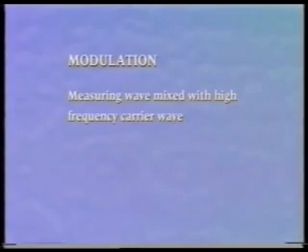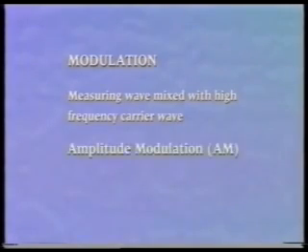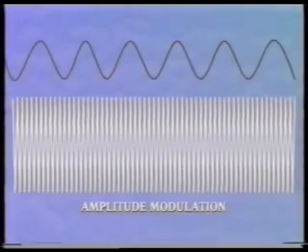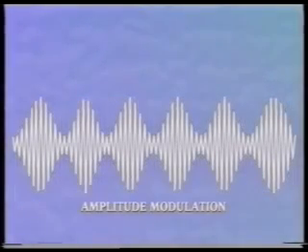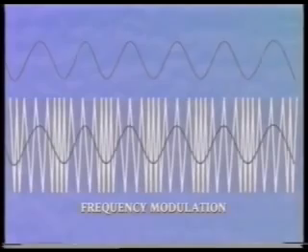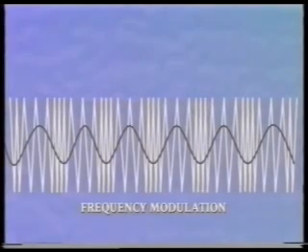To overcome this problem, a process of modulation is used in which the measuring wave is mixed with a carrier wave of a much higher frequency. EDM systems use either amplitude modulation, AM, or frequency modulation, FM. In amplitude modulation, the lower frequency measuring wave is superimposed on a high frequency carrier wave to modulate its amplitude. In frequency modulation, the carrier wave has a constant amplitude, but its frequency varies in proportion to the amplitude of the measuring wave.